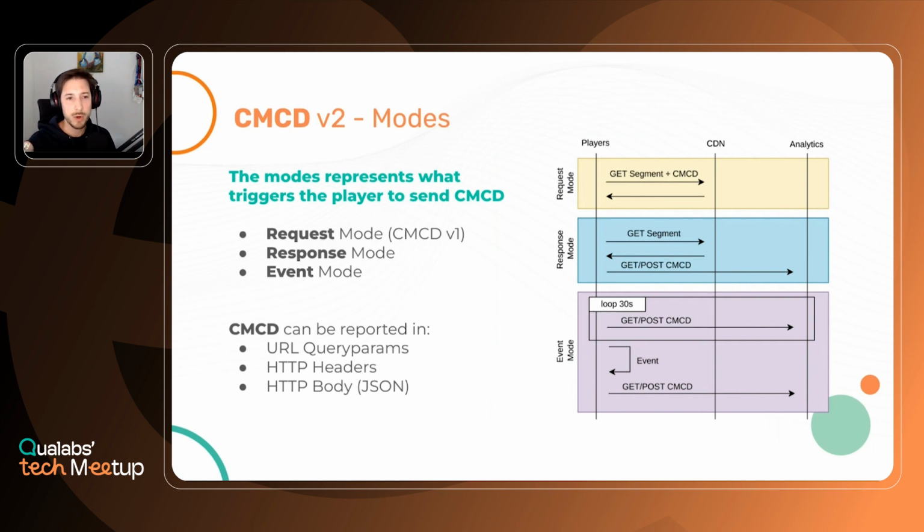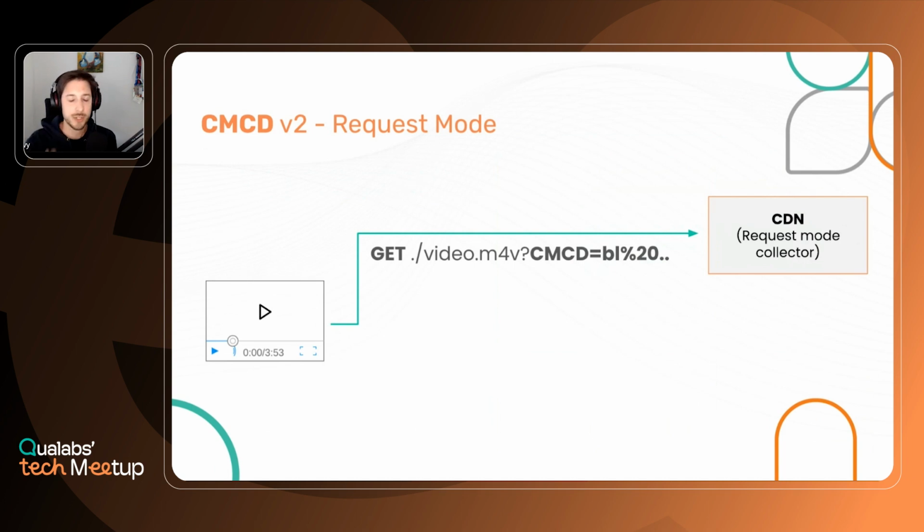The request mode is what CMCD version 1 is: sending CMCD information to the CDN every time we make a request to the CDN. Then we have the response mode and the event mode. The response mode and event mode are not going to be coupled to the CDN, and that information could be sent through query parameters, headers, and also in JSON. So let's understand the modes.